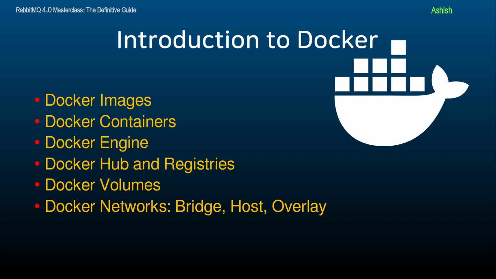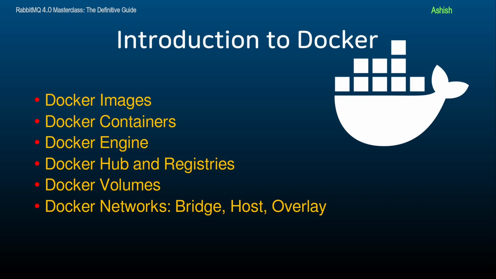Next concept related to Docker is Docker networks. Docker provides networking capabilities that allow containers to communicate with each other and the outside world. Docker networks are of different types like bridge, host, and overlay. The default network mode for containers is the bridge network. Containers can communicate with each other but are isolated from the host.